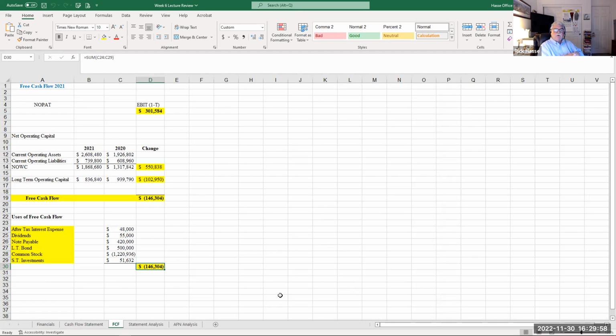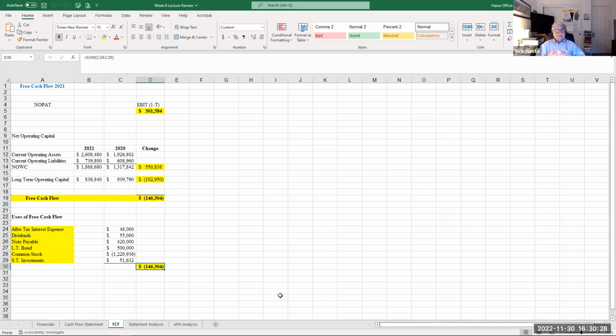What is the cash flow available to investors or to the company after they met the obligations of operating the business? How much cash do they have left over? And from Warren Buffett to Jamie Dimon to all leading bankers and investors around the world, free cash flow is a key indicator of a company's performance. Are they generating enough extra cash after they've run the business?